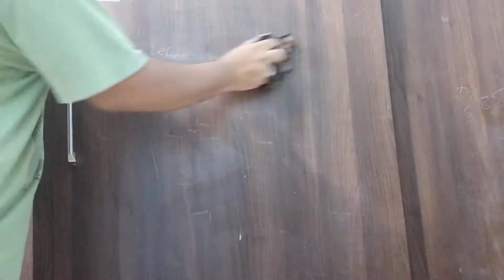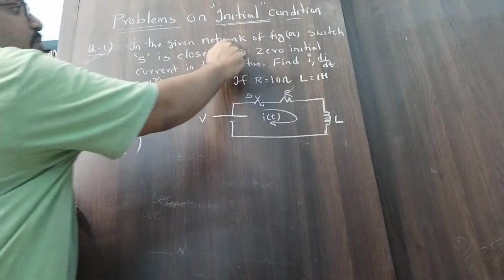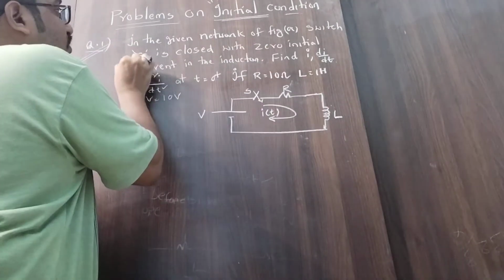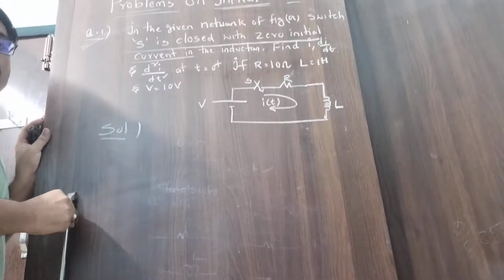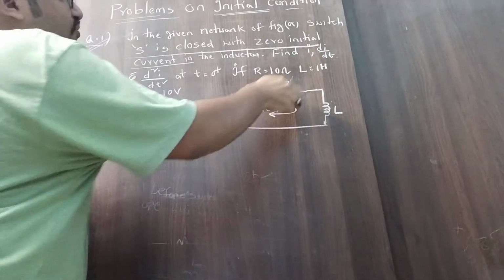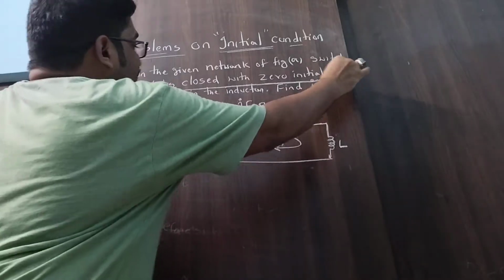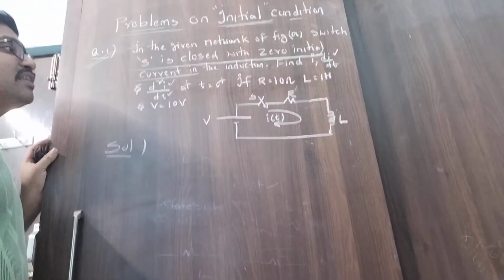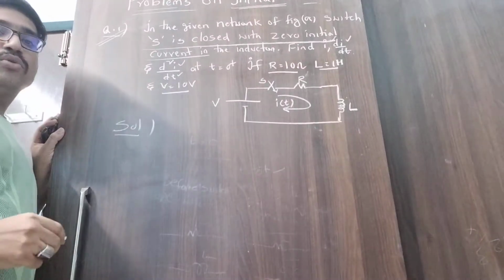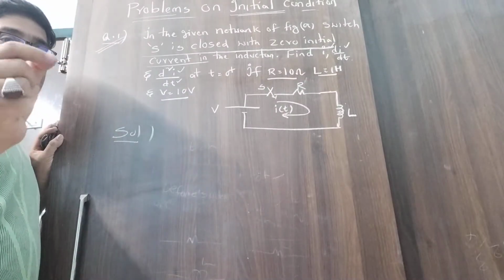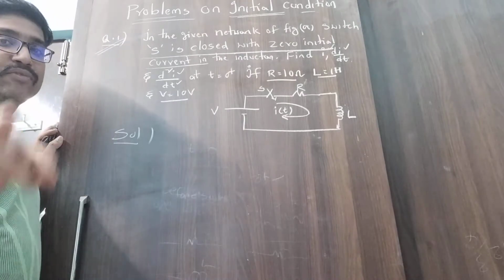The first problem, question number 1: in the given network shown in the figure, when the switch S is closed with zero initial current, find the value of I, di divided by dt, and d square I divided by dt square, if R is 10, L is equal to 1 Henry, and V is equal to 10 volts. This is the first problem I have given you in your notes.